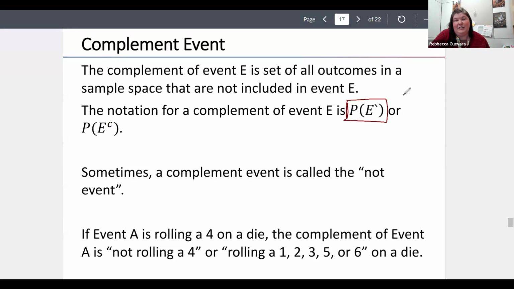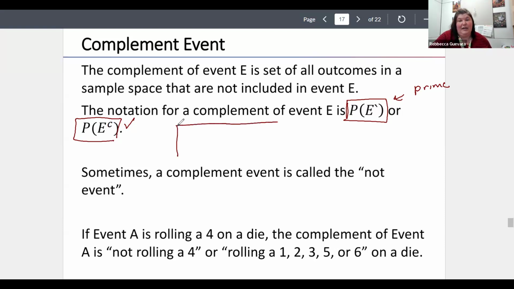The notation for a complement of event E: we write it as E prime, with that little dash, or we write it with this little C to mean a complement. In your booklet it looks like this one, but the other one's very common as well. Sometimes a complement event is called the "not" event.